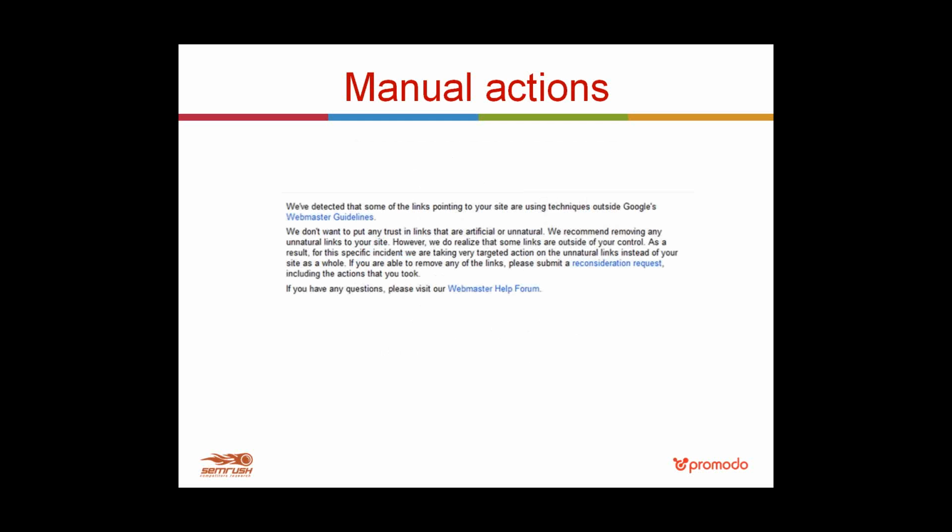This message informs the website owner that some of the links pointing to the site are using techniques outside Google's Webmaster Guidelines, but instead of taking action on the site as a whole, they take very targeted actions. Google has gotten more granular and its approaches have become more sophisticated, and so as a result, if they think that your site perhaps overall is good, but there might be some bad links, not all bad links, but a portion of bad links, then they might be taking targeted actions on just those links.